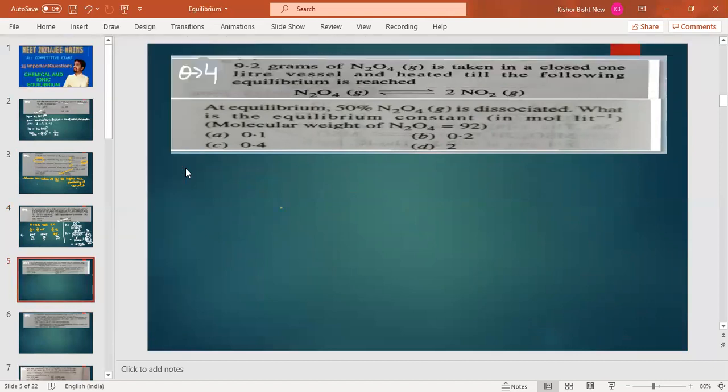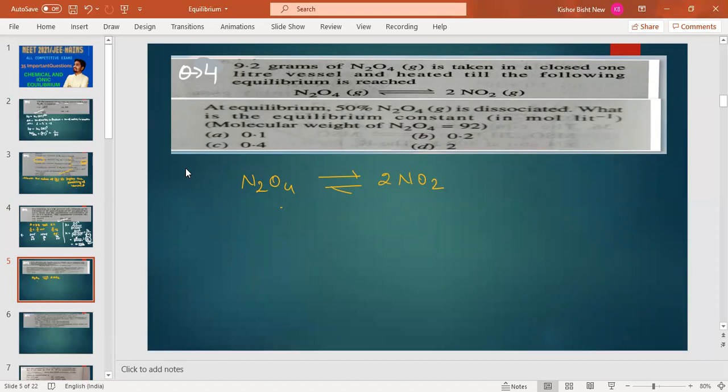At equilibrium, 9.2 gram of N2O4 is taken in a closed 1 liter vessel and heated till the following equilibrium is reached: N2O4 reversible NO2. At equilibrium, 50% of N2O4 gas is dissociated. What is the equilibrium constant? The molar weight of N2O4 is 92. So now how will you do it here? N2O4 reversible NO2.